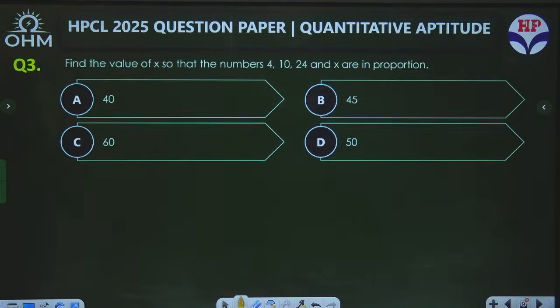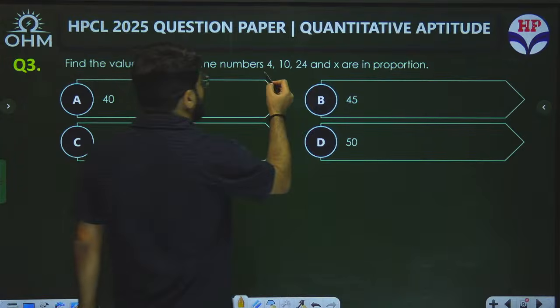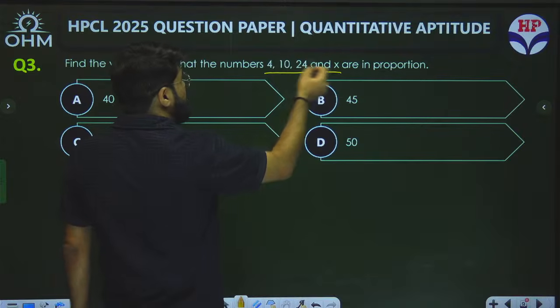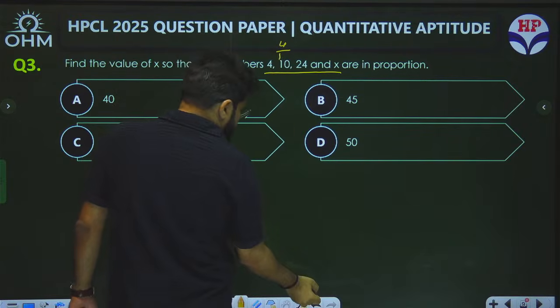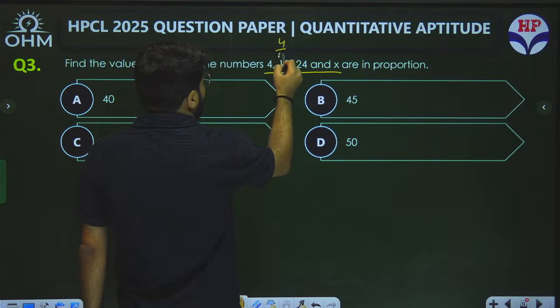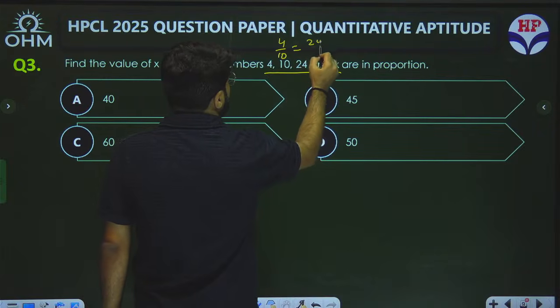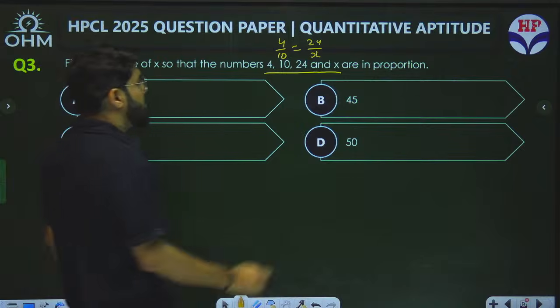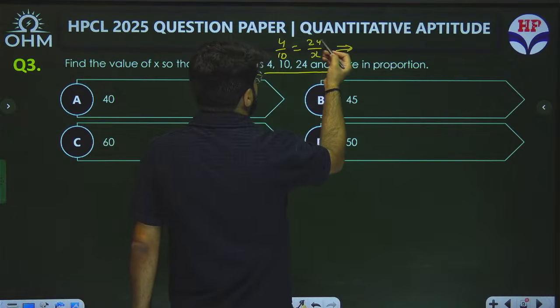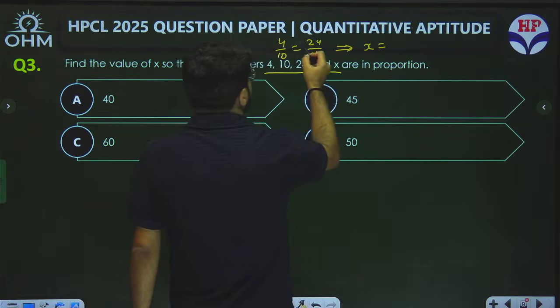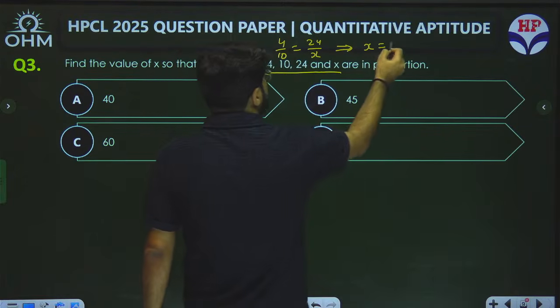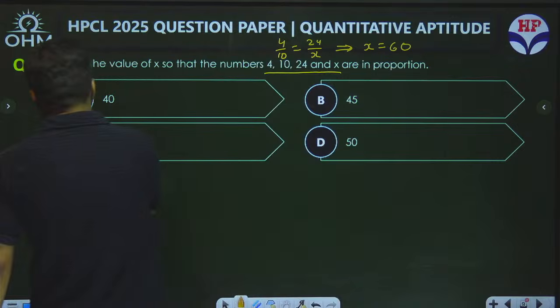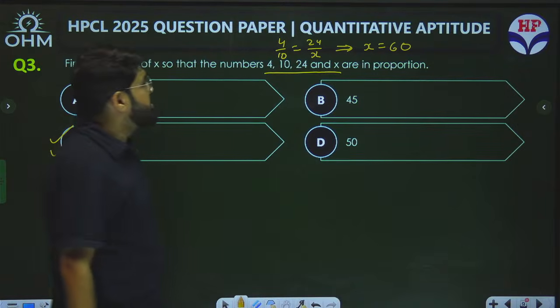Next. Find the value of x so that the numbers 4, 10, 24 and x are in proportion. Proportion is about equality of ratios. When a by b equals c by d, then we say that a, b, c, d are in proportion. So 4 by 10 equals 24 by x, and you just have to solve this equation. How much is x going to be? This cancels here, x is going to be 60. Easy calculation only: 6 into 10, 60.